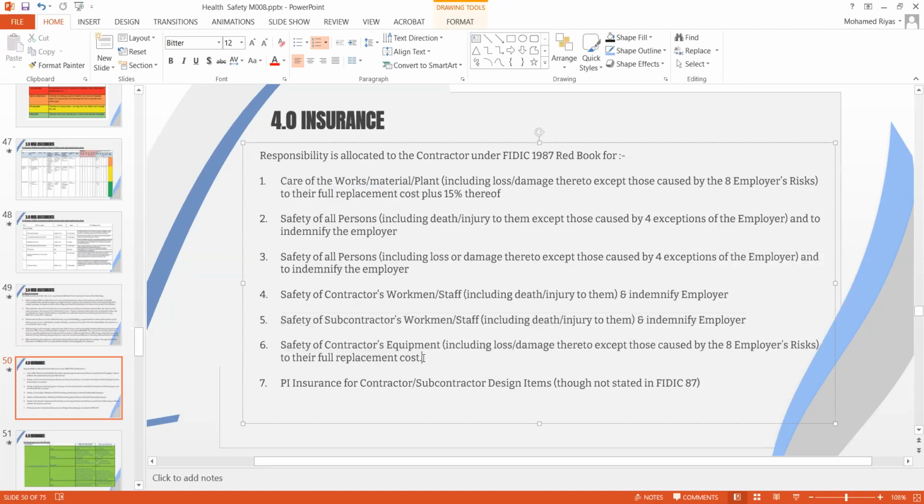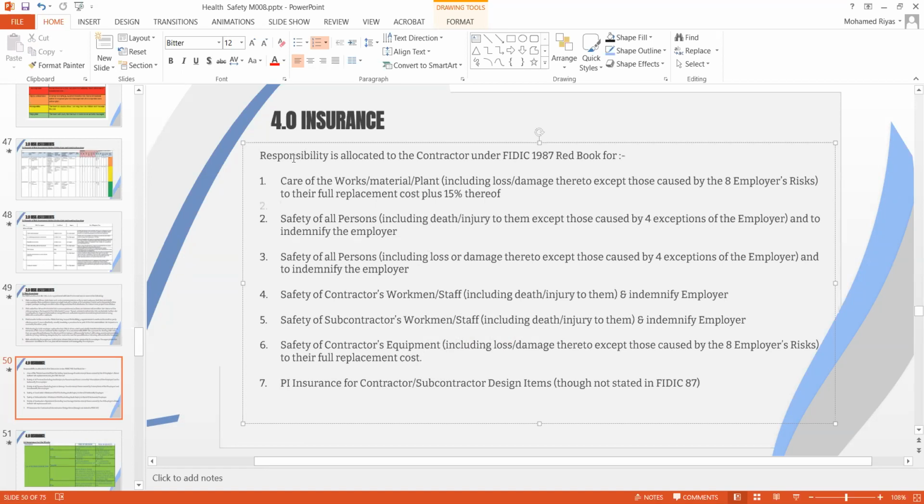And then we have contractor's equipment. FIDIC defines contractor's equipment, not contractor's plant, for the equipment used at site. Then we have PI insurance. FIDIC doesn't define this, but this is a requirement. If the contractor is designing a certain portion of the work, he needs to provide PI insurance, which we need to obtain for the respective design.